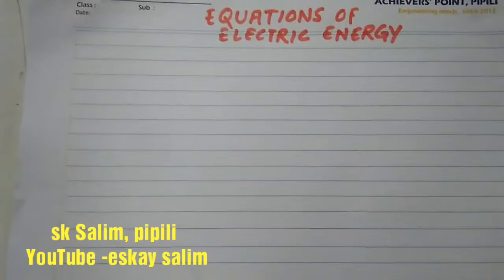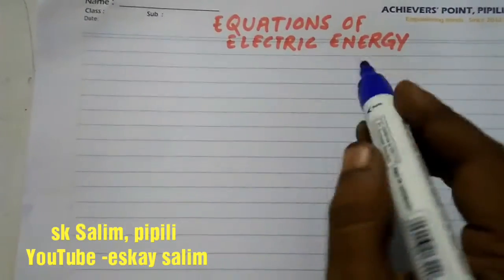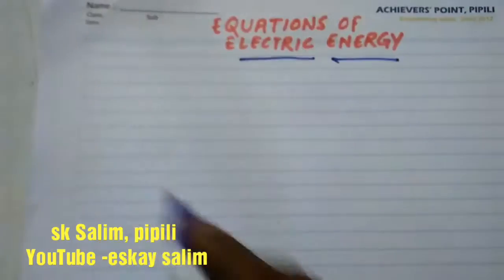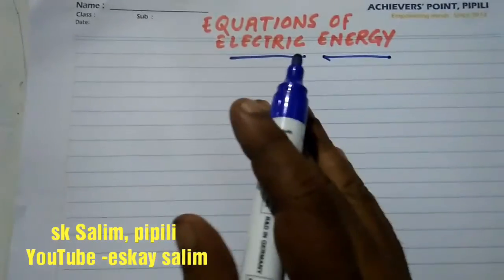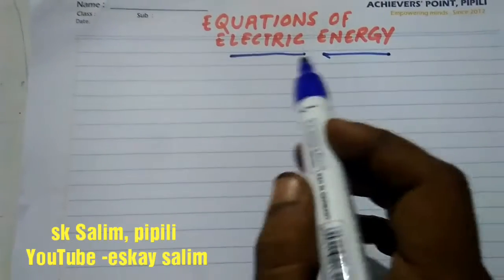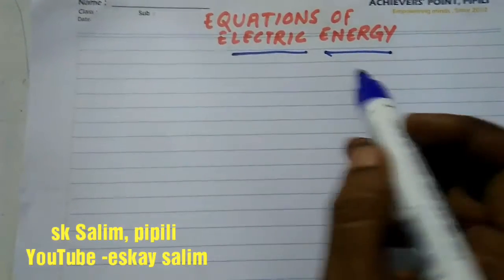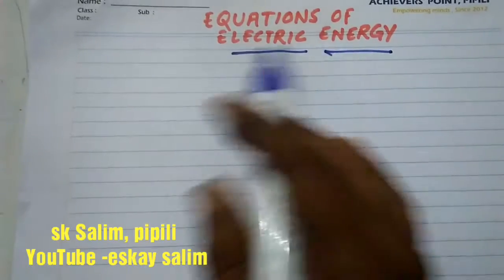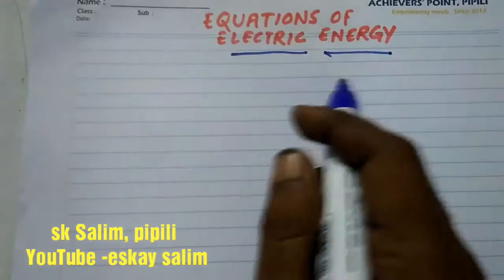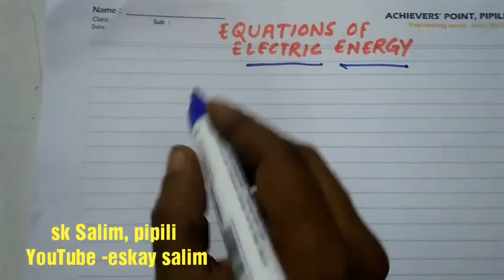Hello students, today we'll see some equations of electric energy. What is electric energy? This is the energy or the work done by electric current. So how much work is done? The amount of energy that is supplied to the circuit will do the work. So energy will be equal to the work done. And let's see some equations of electric energy.